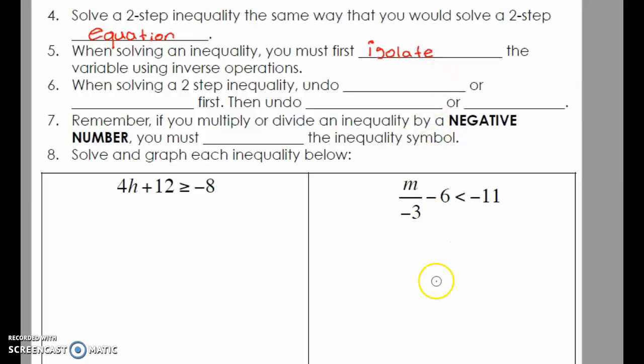And hand that back to Alex, and she's going to continue on. When solving a two-step inequality, what should we undo first, Alex? Addition or subtraction. Great. While she's writing that, Chloe, why do we undo addition and subtraction first when we do inequalities? Do you remember? Or equations? Because it's the reverse order of operations. Very good.